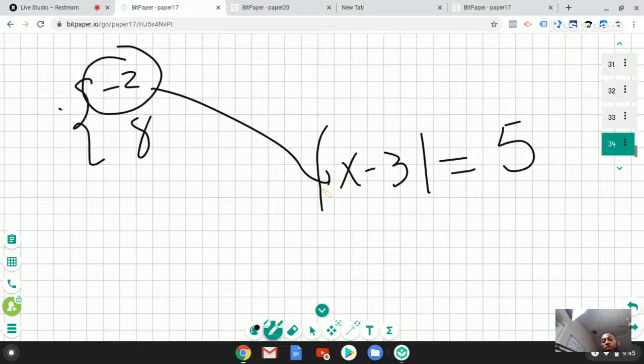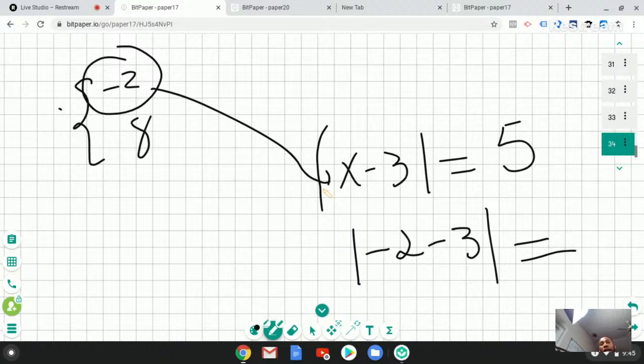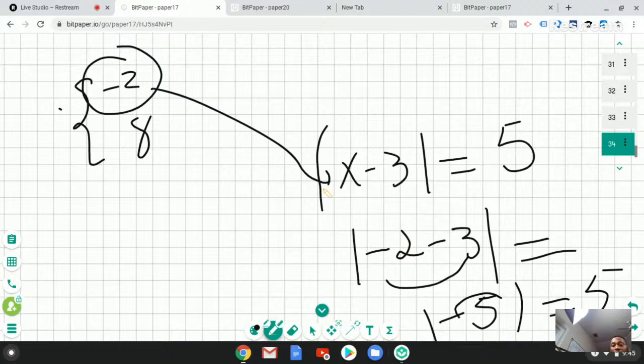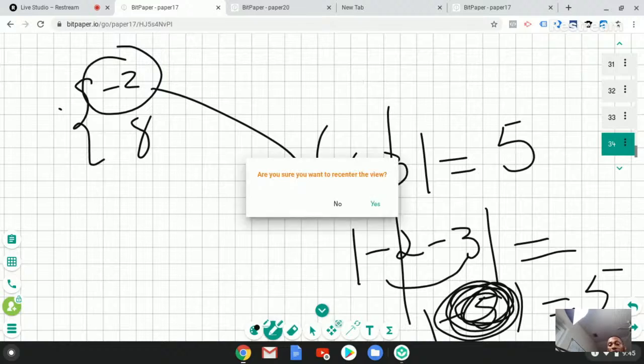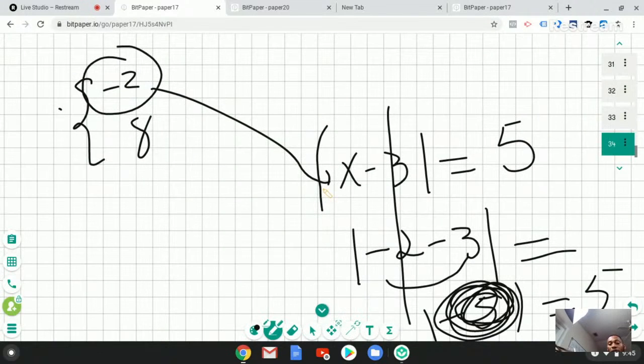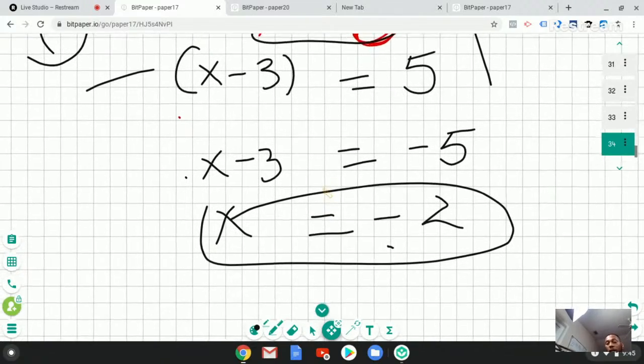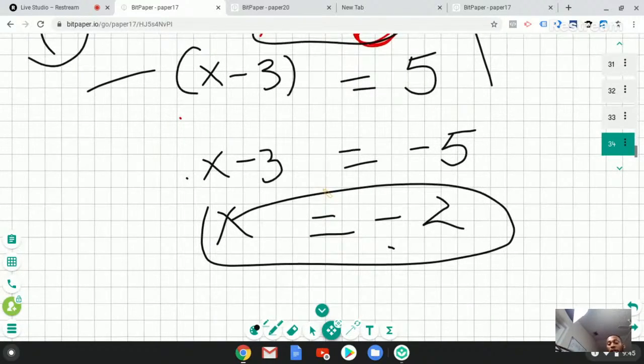Right? So now one answer gives me -2. I plug in the -2 here. So absolute value of -2 minus 3 is equal to 5. Is that the case? Yes. So absolute value of -5, which is 5. You see how what is inside of the parentheses is negative? Because that's the second case we considered. That's where we got the -2 from. Whatever was inside of the parentheses is negative, and that's how we got the -2 answer.